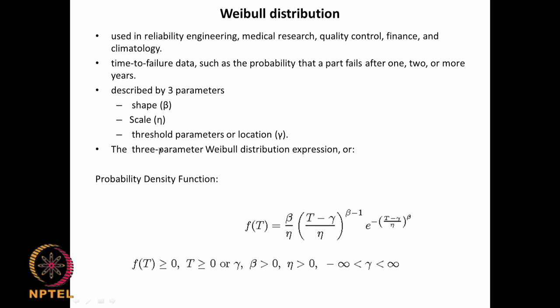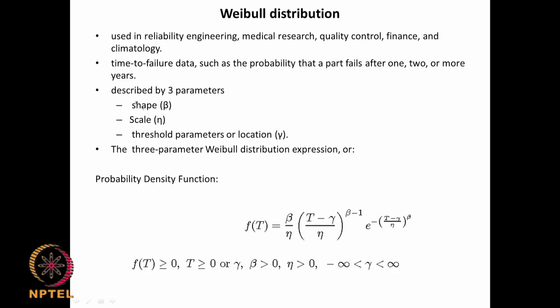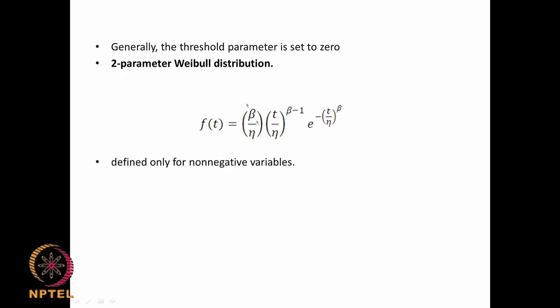There are 3 parameters in the Weibull distribution function or Weibull probability density function. Beta, that is the shape, eta is the scale, and the other one is the location or threshold, gamma, and the probability density function looks like this. Okay. We can make gamma equal to 0. So, then it becomes a 2 parameter density function, beta and eta. Beta is your shape and eta is your scale. Both are non-negative, that means they are greater than 0.